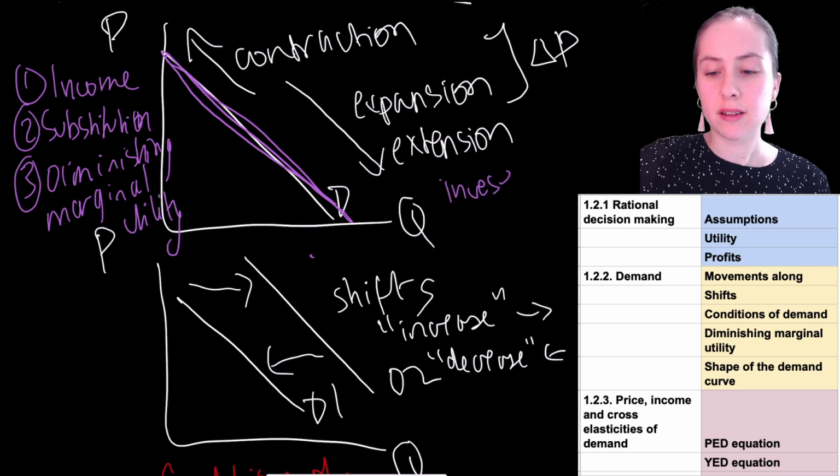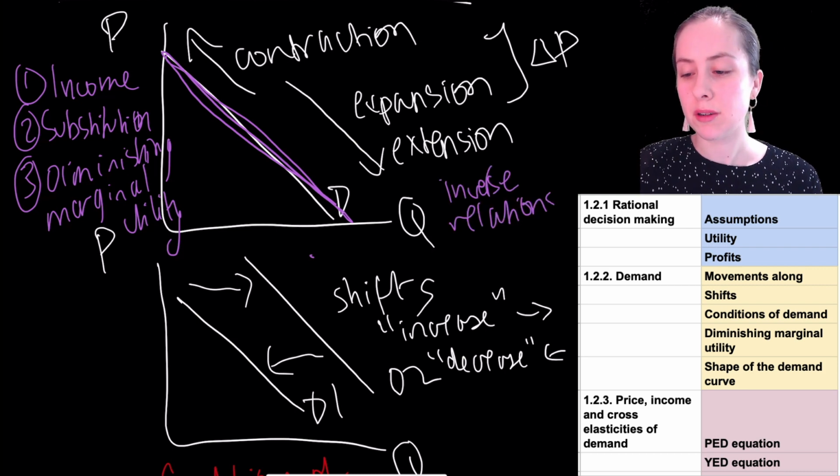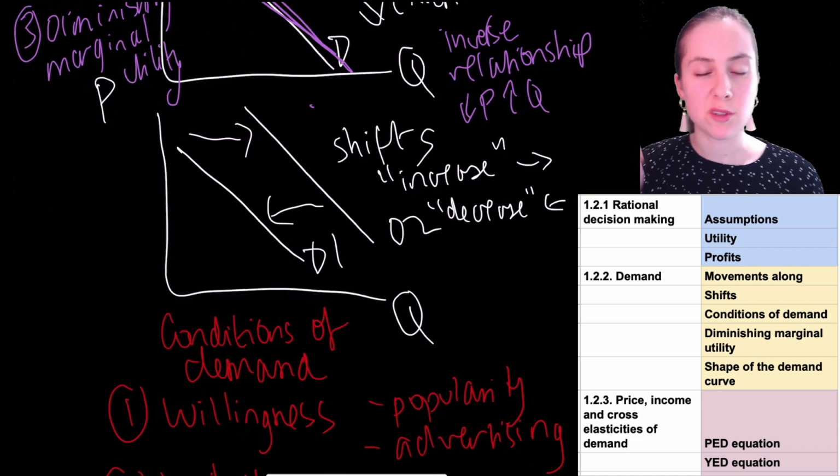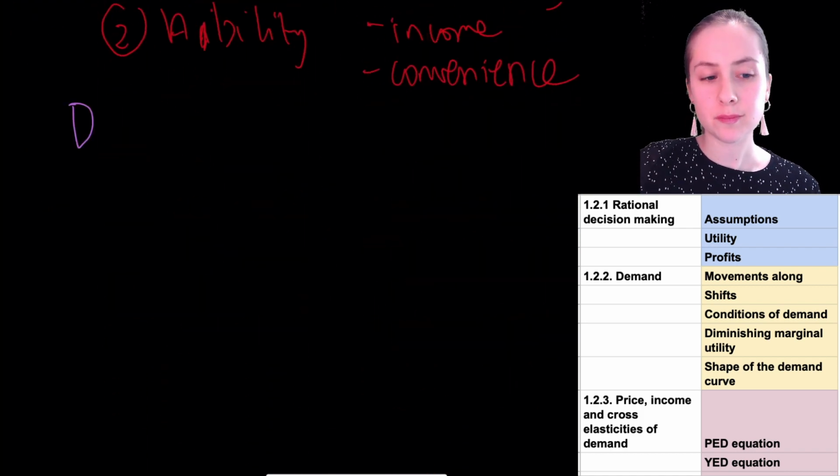These 3 things explain that inverse relationship between price and quantity. If price goes down, quantity goes up. If price goes up, quantity goes down. Inverse relationship, income effect, substitution effect, diminishing marginal utility.